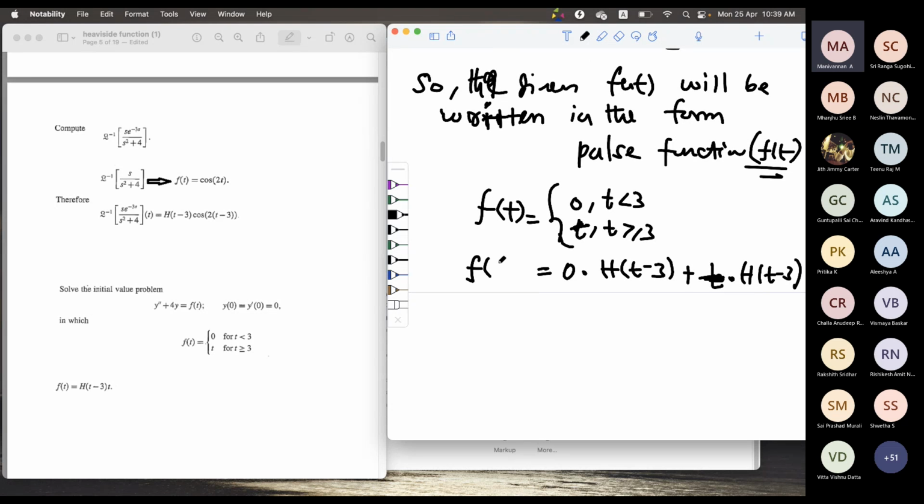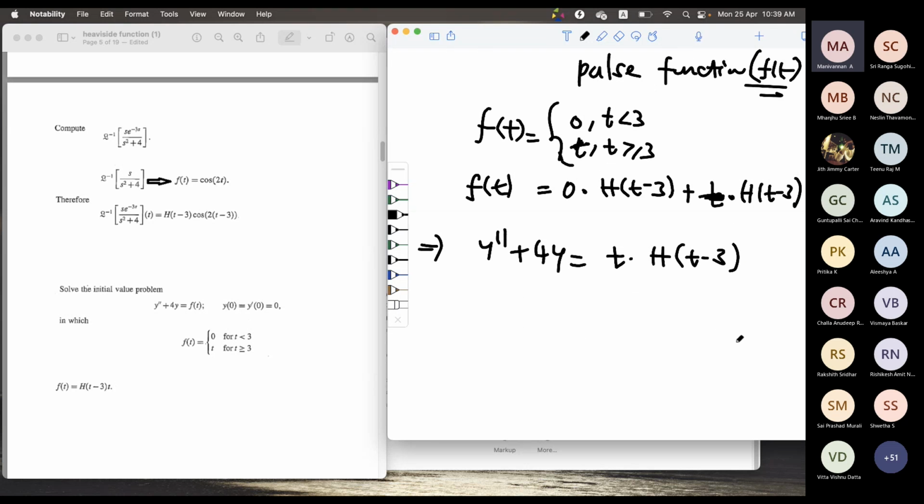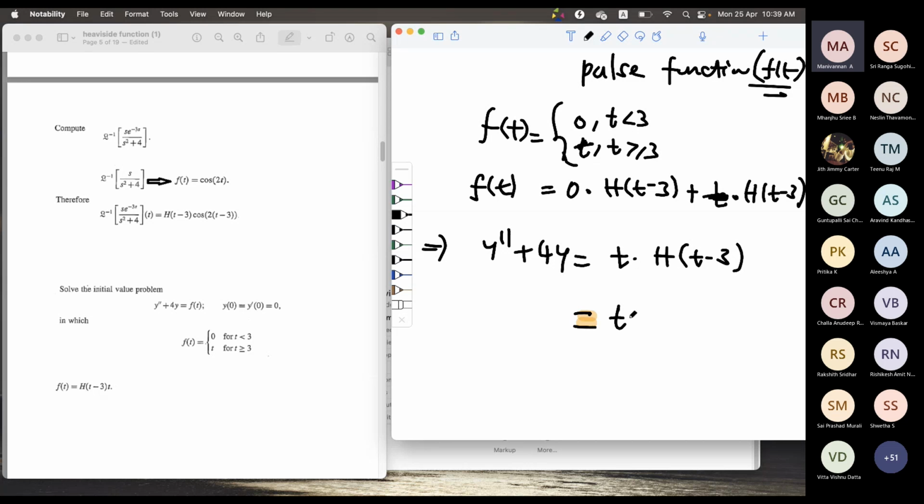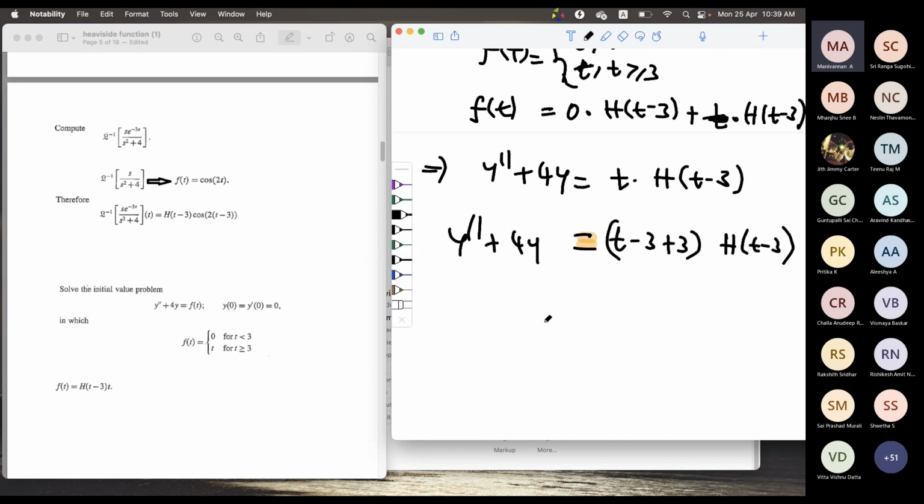Yes, sir. So the given problem is y double dash plus 4y equals t into h of t minus 3. Am I right? Yes, sir. Okay, so if we are applying Laplace transform on both sides, we need to get the t minus 3 plus 3 format, right? So for that reason, I am writing in this manner, so that my solution of this problem is very simple. Is it clear?